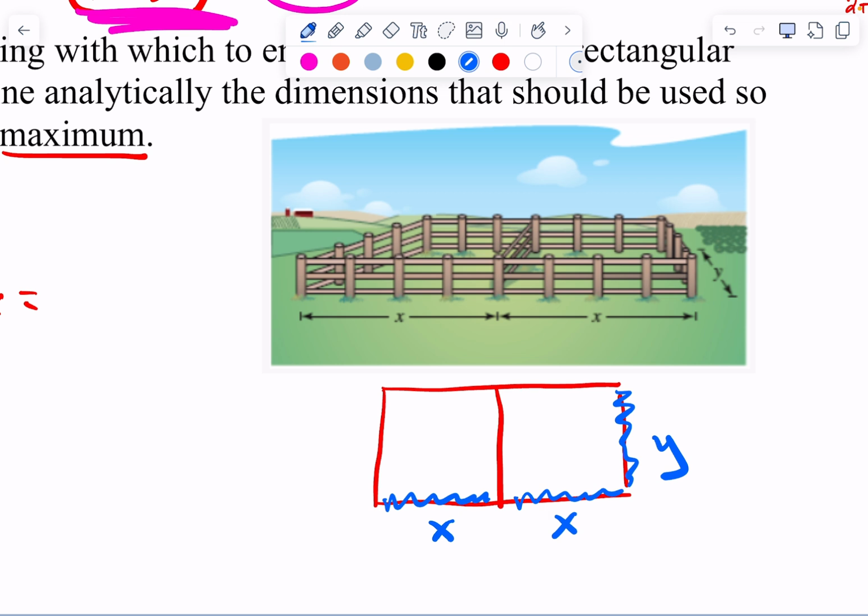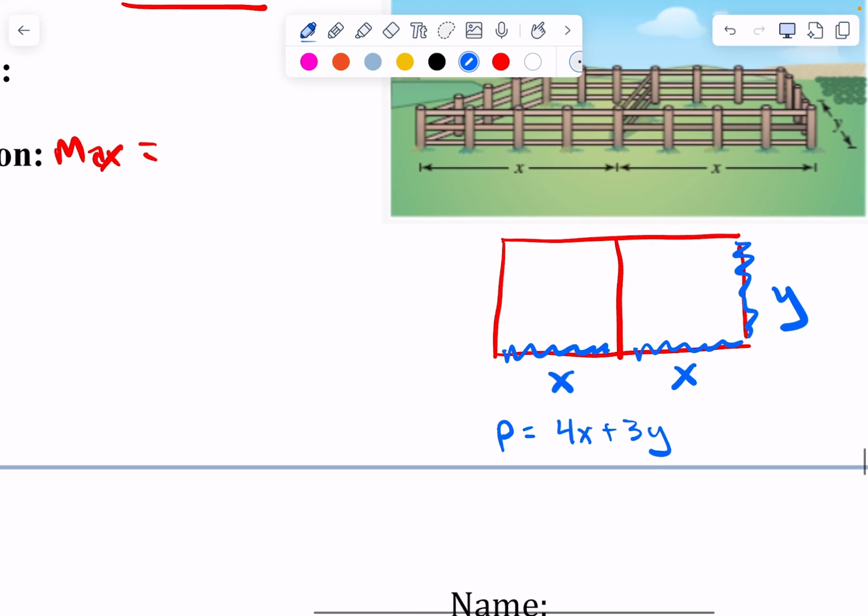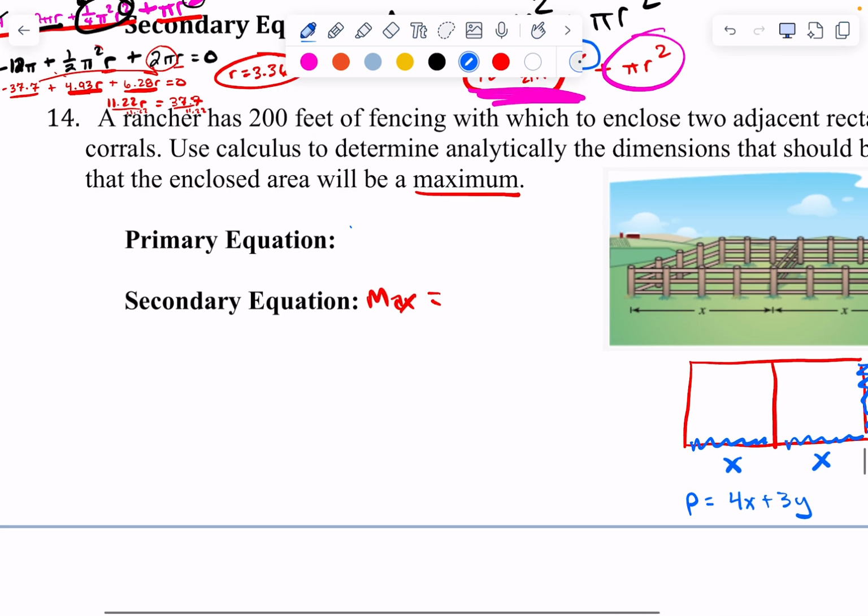Okay, and 200 feet of fence is being used, which is the perimeter, but we've got like the little guy in the middle right here. So if I'm talking perimeter, or like the amount of fencing, that would be how much? 4x's plus 3y's, right? Okay, and that I want to be equal to, I'll put that up here in my primary equation, 4x plus 3y, I want that to be equal to 200, right?